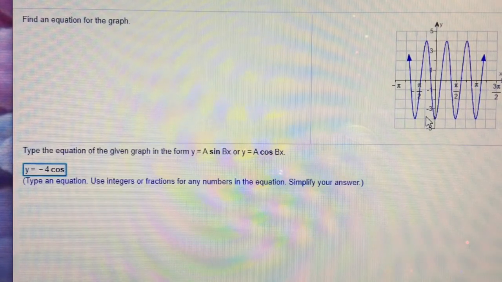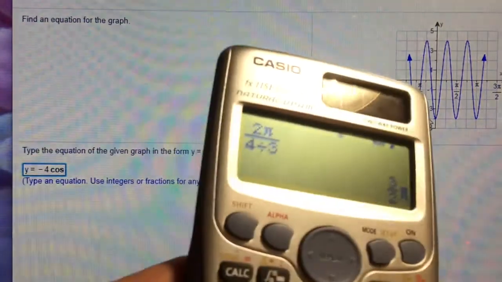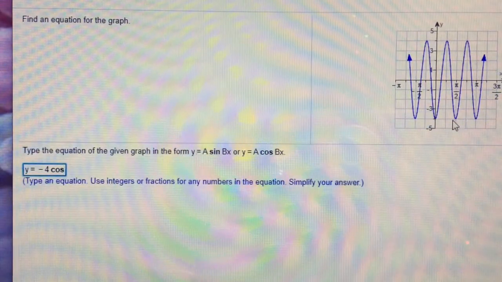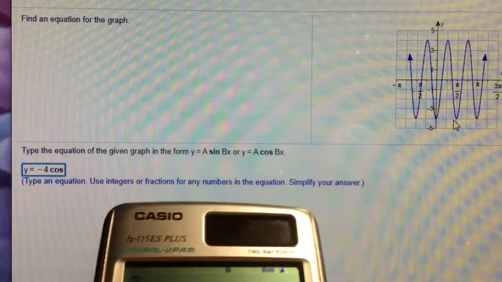Now I have to do 2 pi divided by pi over 2, because one full cycle goes to pi over 2. So let's see, 2 pi divided by pi over 2.